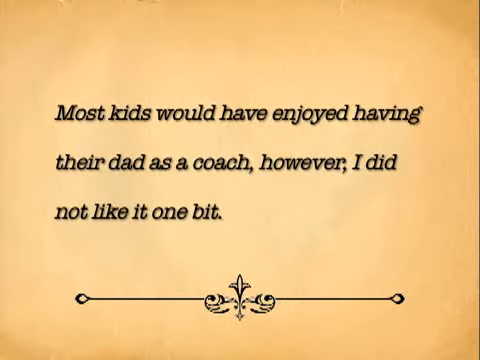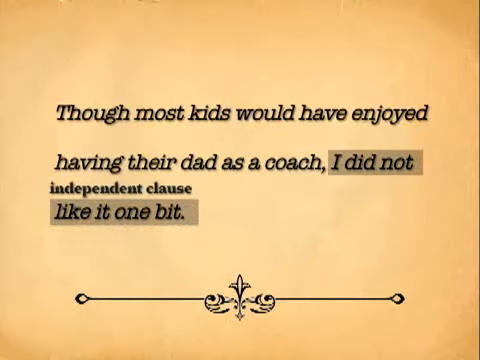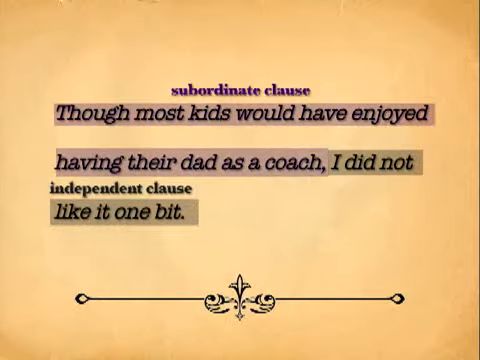Let's take a look at an example from a student essay. Most kids would have enjoyed having their dad as a coach. However, I did not like it one bit. Here again, we have a different version of the comma splice with a faulty use of the semicolon, conjunctive adverb, comma coordination structure. Let's see if we can fix this by making one of these clauses dependent. Though most kids would have enjoyed having their dad as a coach, I did not like it one bit. We retain an independent clause, I did not like it one bit, and using the word though indicates contradiction to show that even though most kids would have liked having their dad for a coach, I didn't.